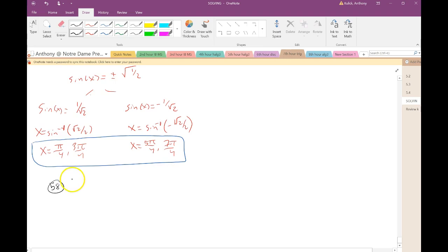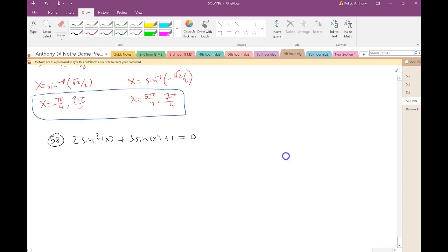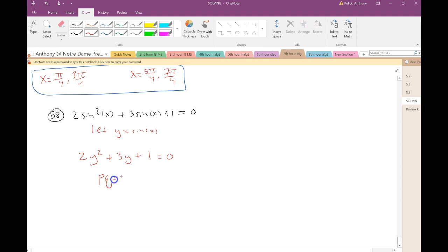58. I notice that I have a sine squared and a sine on there. So I figure that this one's going to have to be done kind of like a quadratic factoring. And if I pretend that sine x is equal to y, I have exactly a quadratic, right? So one way I can solve a quadratic is via factoring. To factor a quadratic like this, I have to find two numbers that multiply to give me a times c and add to give me b. Hopefully it seems obvious that those two numbers should be 2 and 1.